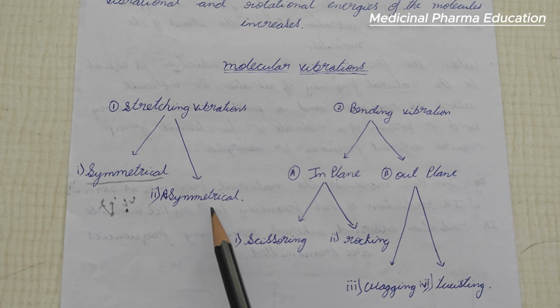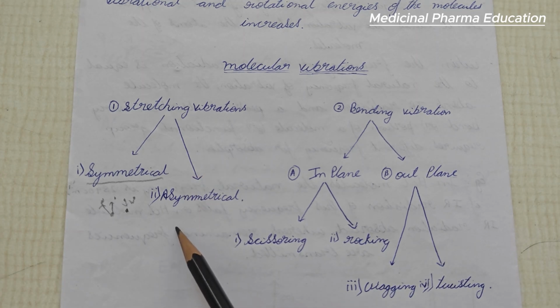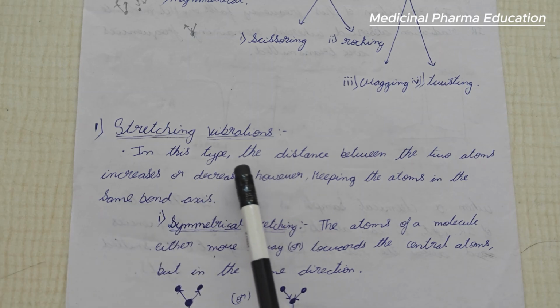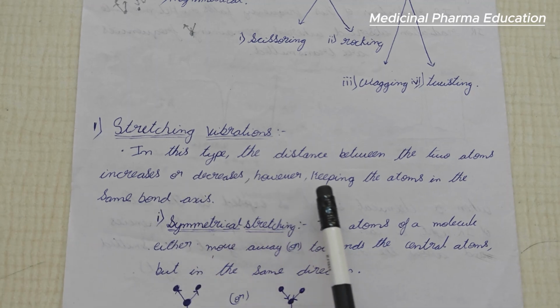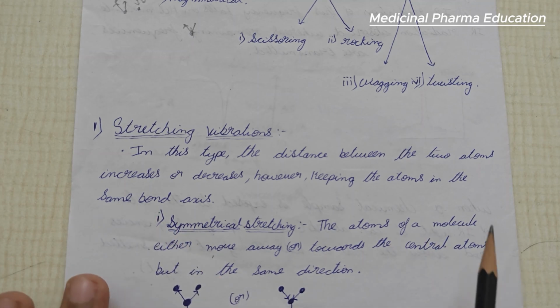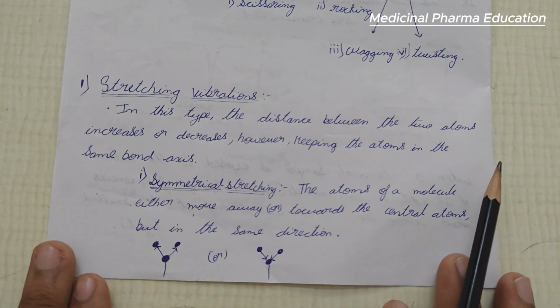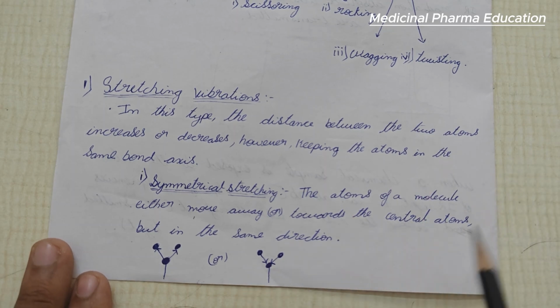Then asymmetric vibration means, if this is the nucleus and it has two atoms, one atom is moving away from the nucleus and the other atom is moving towards the nucleus. I think you've understood. See, in the stretching vibration of this type, the distance between two adjacent atoms is increasing or decreasing, however keeping the atoms on the same bond axis. The angle or axis is the same, but the distance from the nucleus increases or decreases, that's it. The first one is symmetric. As already said, two atoms are moving away from the nucleus, or two atoms are moving close to the nucleus, increasing or decreasing the bond length.